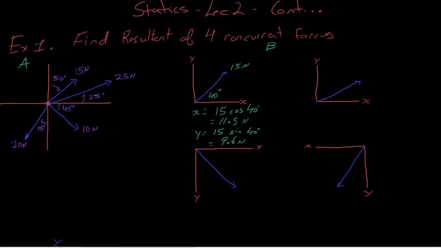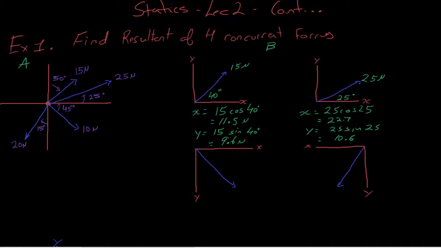Let's take a look at the second one. It's 25 newtons, and it is 25 degrees from the x-axis. Therefore, x is equal to 25 cos 25, which is equal to 22.7, and y is equal to 25 sine 25, which equals 10.6.